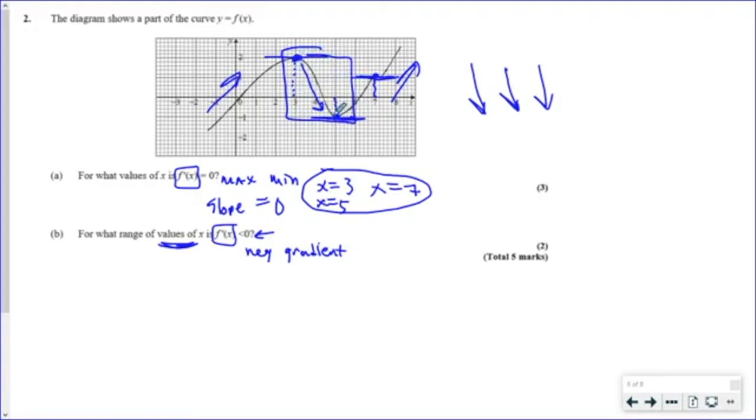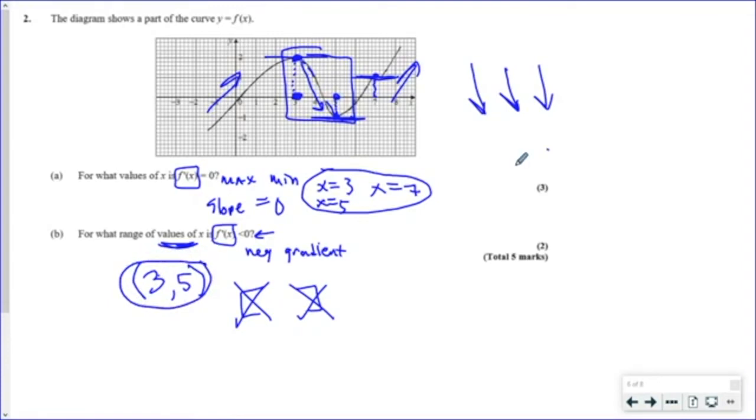So for what values of x here do I see the graph decreasing or the gradient negative? So it's from 3 here to 5 here. So from here to here, it's decreasing. So I'll say the range is from 3 to 5. And notice how I didn't use these. You don't want to use these at all, because at the point 3 and at the point 5, it's stationary. There's no change in slope. We just care about what's in between them. So this is what your answer would be, only parentheses.